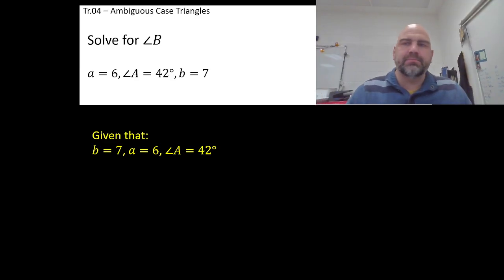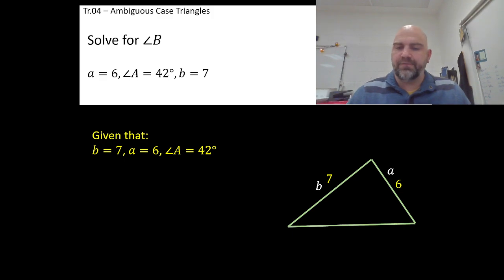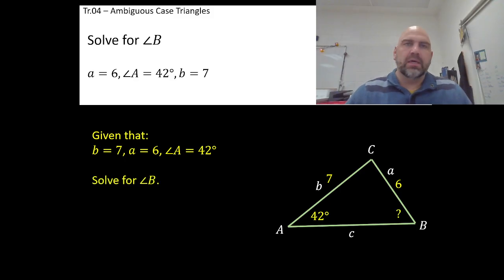I always find it important that we draw it out and make sure we understand what it looks like. So there's B, it has a length of 7. Here's A, has a length of 6. And we're going to finish off that triangle. We're going to make angle A, and that is 42 degrees, and we need to solve for angle B. Everybody sees that? Good. All right. So we want to try to solve for angle B.